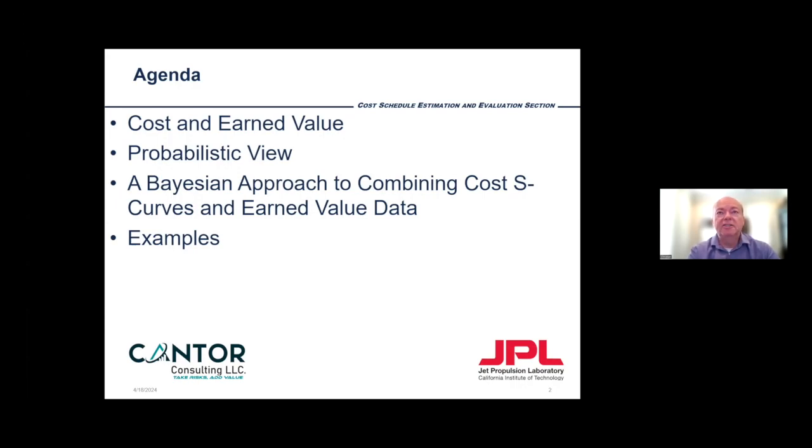We're going to start with cost and earned value as some background. We'll talk about viewing those things probabilistically, and that leads into the Bayesian approach. The right way to do probability is the Bayesian approach, and it allows us to combine our cost S curves and earned value data using a mathematical framework. It's pretty basic, simple, and very practical. We're not breaking new ground mathematically, but we are hoping to break some new ground in advancing the state of project management and program acquisition planning. Then we'll close out with some examples. So if we go to the next slide.